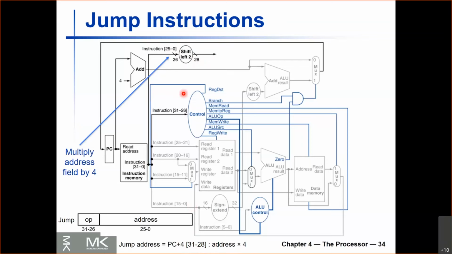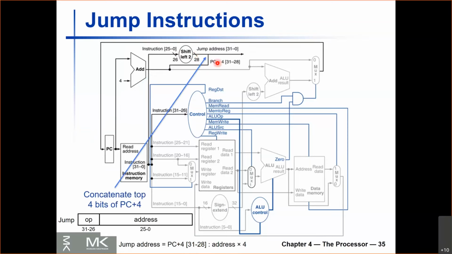So we already have PC plus 4 over here. We're going to get 4 bits from PC plus 4, and we're going to combine those with the 28 bits we got after we multiplied the address by 4, and this will give us our jump address, a 32-bit address that we would like to jump to. Okay, so now that we have this address that we would like to jump to, what do we do with it?